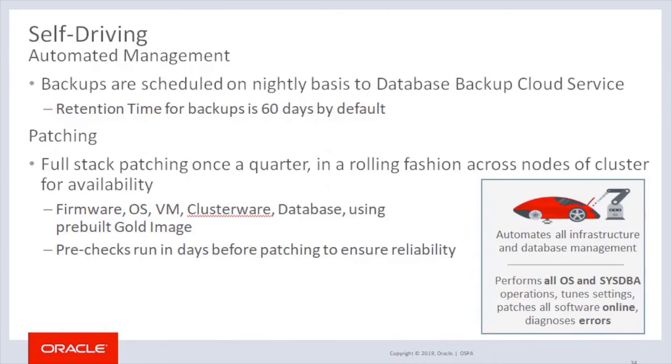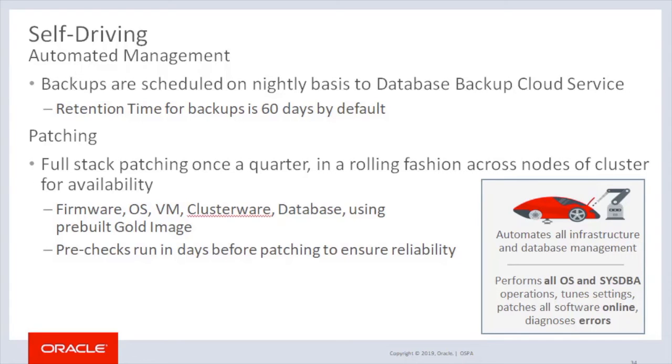Two functions of the automatic management feature of ADB are backups and patching. Backups are scheduled on a nightly basis to Database Backup Cloud Service, with a retention period of 60 days. The cost of backup and storage is included with the price of ADB. The GUI console shows detailed information of all backups that have been taken and allows restores from any of them. Full stack patching is done once a quarter in rolling fashion across nodes of the cluster to maintain availability of the service. Time to apply patches is automatically selected by Oracle Cloud Operations, but customers can override the selection and select an alternate time.